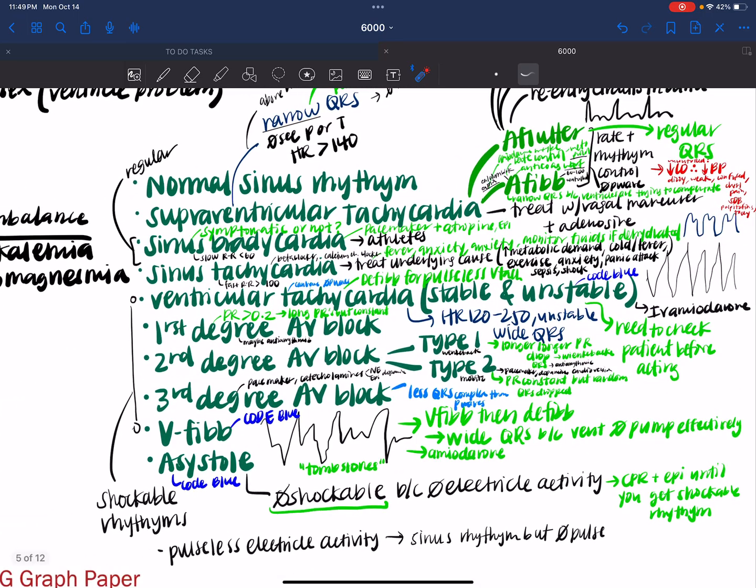First degree AV block, we talked about this, is PR being more than 0.2. Second degree type 1, longer, predictable drop. Type 2 is PR constant but random drop. Always check the patient before anything. Call a code blue for VFib, maybe even ventricular tachycardia. Asystole needs a code blue as well, because it's not shockable, it needs CPR and epi.